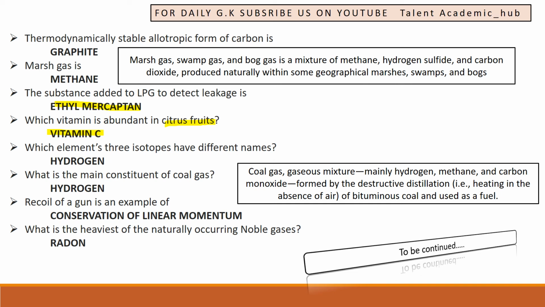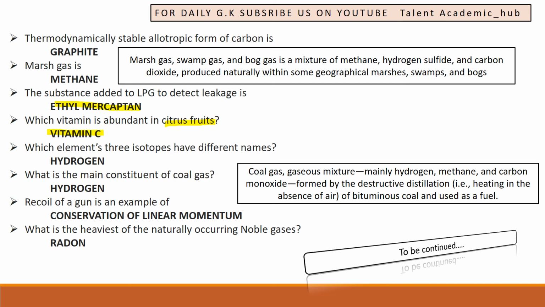Then which element's 3 isotopes have different names? It is hydrogen. Hydrogen has 3 isotopes with different names. And what is the main constituent of coal gas? It is hydrogen. The main constituent of coal gas is hydrogen.